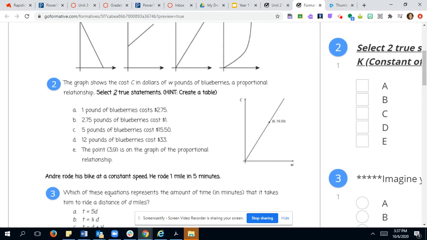A, one pound of blueberries costs $2.75. B, 2.75 pounds of blueberries cost $1. C, 5 pounds of blueberries cost $15.50. D, 12 pounds of blueberries cost $33. E, the 0.39 on the graph of the proportional relationship.